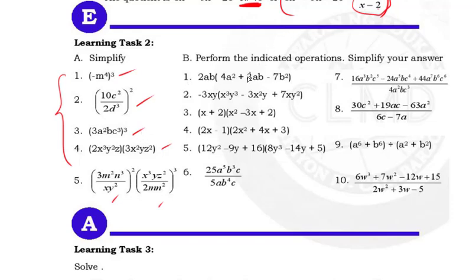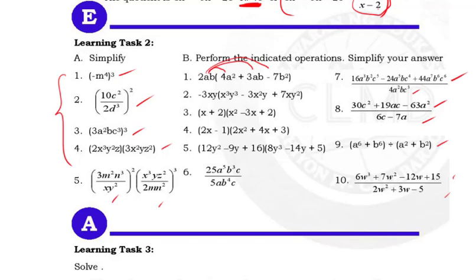Dito naman po, perform the indicated operation, simplify your answer. Ito po, magmumultiply po tayo. Ginawa na po natin to sa ating discussion today. Multiply lang yung ganyan. Ito naman po, isa ay division. Ito po ay division of a polynomial by monomial. Division of polynomial by a polynomial. Ito po, ganun din. And then the other one here. Okay, so pwede na po nito masagutan kasi na-discuss na ho natin.